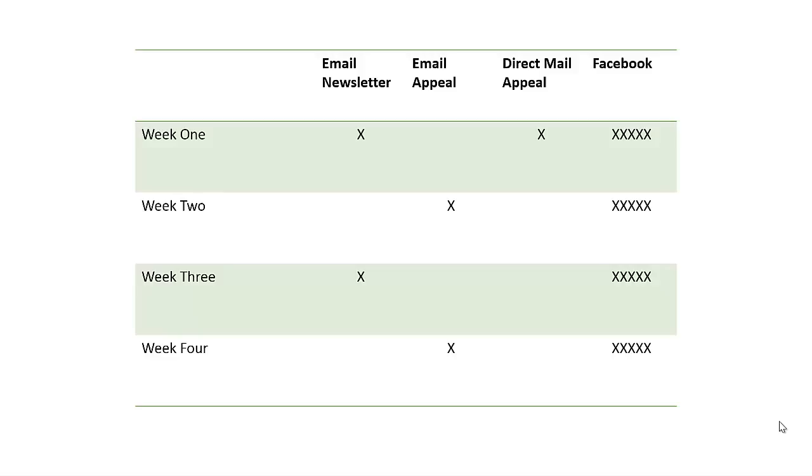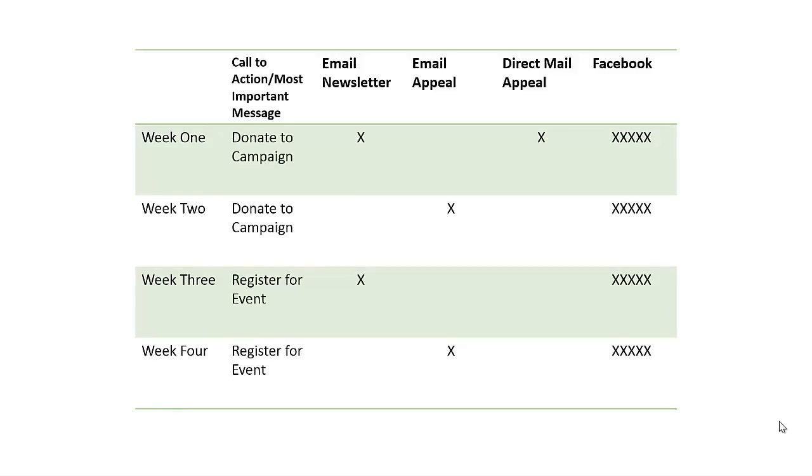However, you really want to get more specific than this, so we want to go ahead and add some additional details. I like to include a column right at the top and at the front that says call to action or most important message to remind me what really is most important for those weeks. So you can see in the first 2 weeks we have donating to the campaign, and then we're going to shift our message to registration for an event.